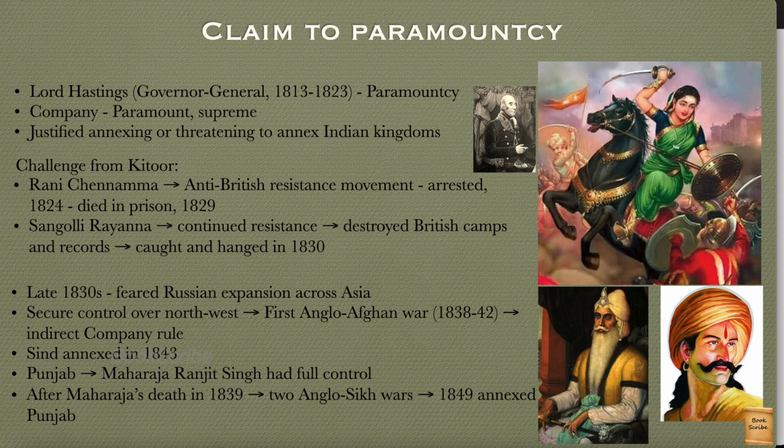Next, they took over the Sindh region in 1843, and after that their eye was towards Punjab, which was under Maharaja Ranjit Singh, who was a brave ruler. The British couldn't take control of Punjab, but after the death of Maharaja Ranjit Singh in 1839, two wars took place between the English and the Sikhs, called the Anglo-Sikh Wars, and finally in 1849 Punjab was annexed.